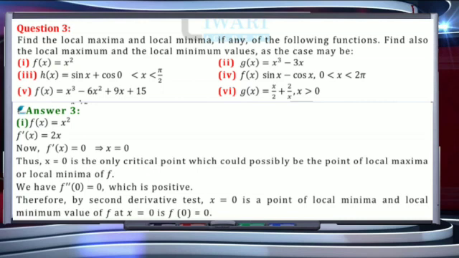So here the first derivative of x square is 2x. When we put it equal to 0, x is equal to 0. The second order derivative comes out to be 2, which is a positive value. So that means we are getting the local minima at x equal to 0, and its value is 0.